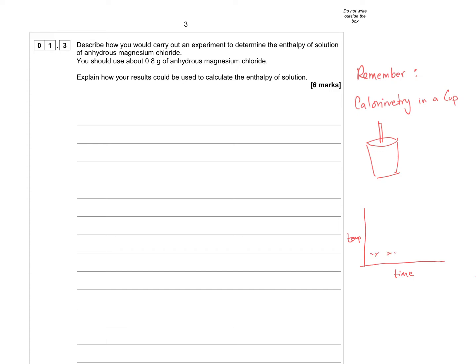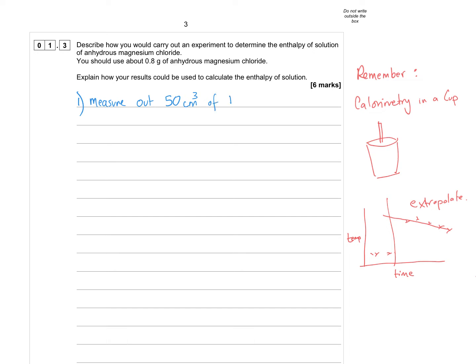So you would plot it before you added, and then you would start plotting it as soon as you added the solid and plot it until you got a nice line showing a regular amount of cooling, so that you could extrapolate the line back to the point where you added it, and that way you would miss out on the inaccuracy of the fact that it would start cooling as soon as you'd added it and never reach its maximum temperature. As always with these questions, my top tip is to write it like an experimental method, because it means that you're going to get your marks for logical sequencing.